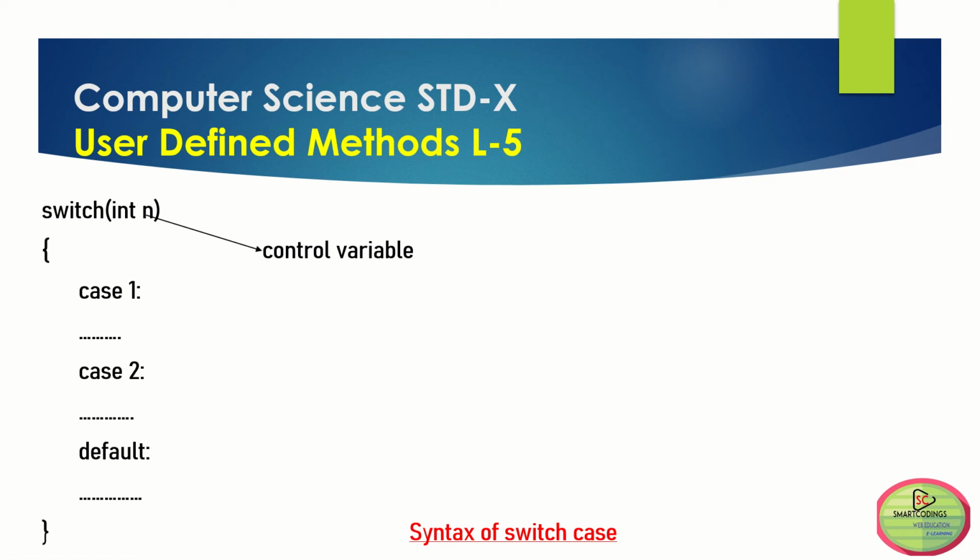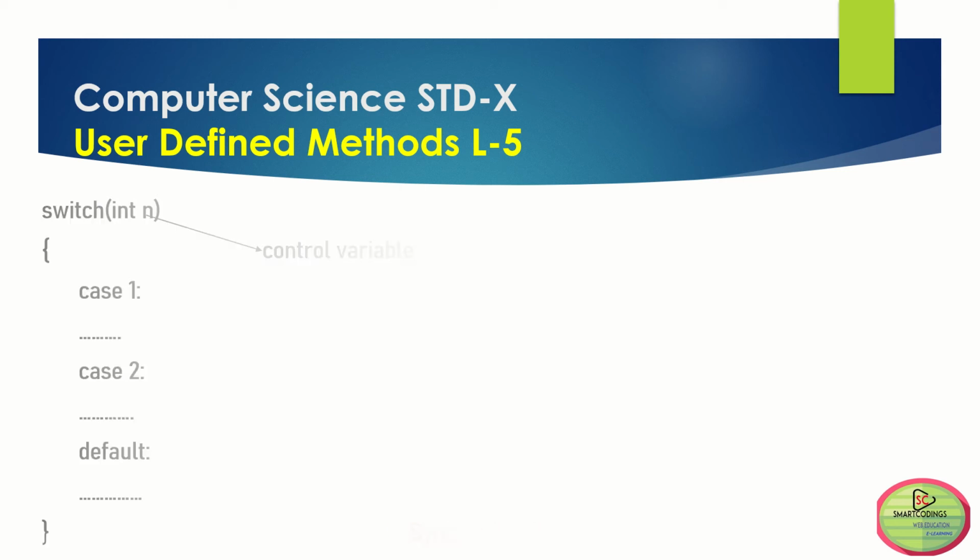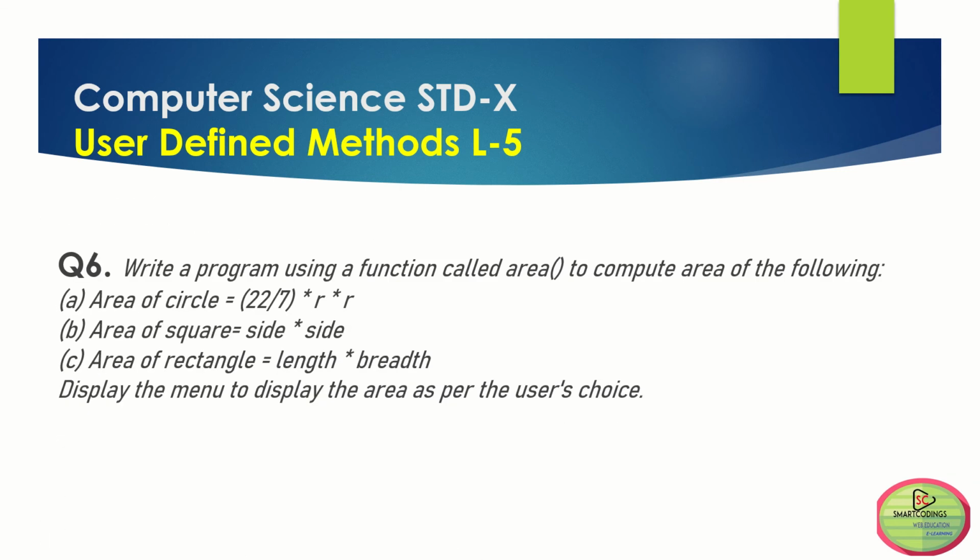Now we'll be seeing the question directly. The question is this one: write a program using a function called area. That means we have to declare a method called area to compute the area of the following things, that is, a circle, a square, and a rectangle, using a menu-driven program.